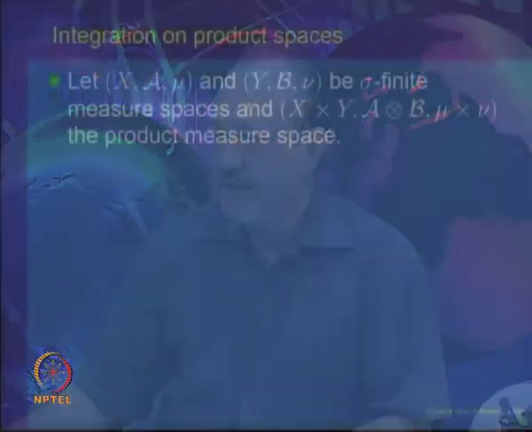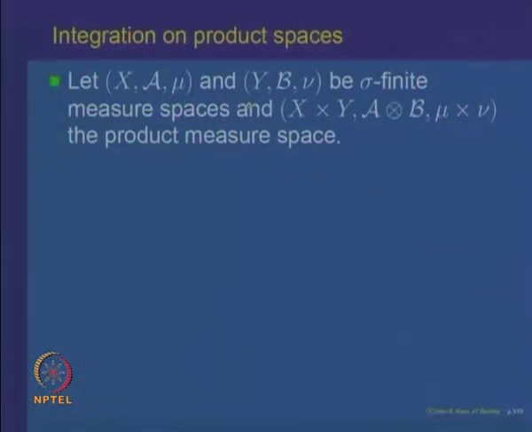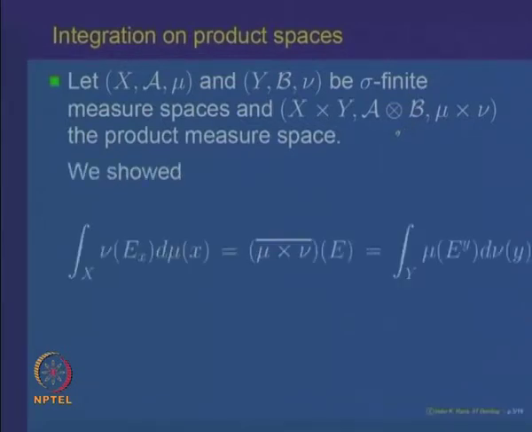So, let us recall the result that we had proved last time, namely if X, A, mu and Y, B, nu are two sigma finite measure spaces, and the product sigma algebra, product space is X cross Y, A times B, and mu cross nu is the product measure space, then we showed that for any set E in the product sigma algebra, the measure mu cross nu of E can be computed by either taking the section of the set E at a point x, and that gives us a subset of the set Y, and we showed that this is in the sigma algebra.